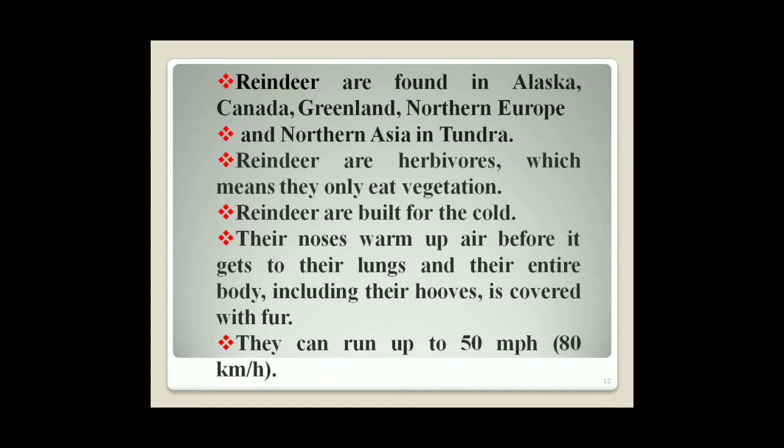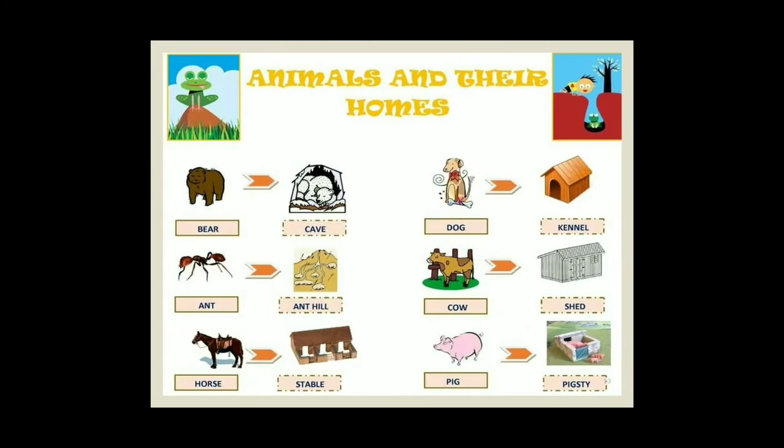They can run up to the speed of 50 miles per hour. That means 80 kilometers per hour. So see how much running speed they are having. So this is all about the animal, the reindeer. Now we have learned about the lodges. Lodges means the home of beavers. So related to that, here are some pictures of animals and their homes. See what the animals' homes are called.